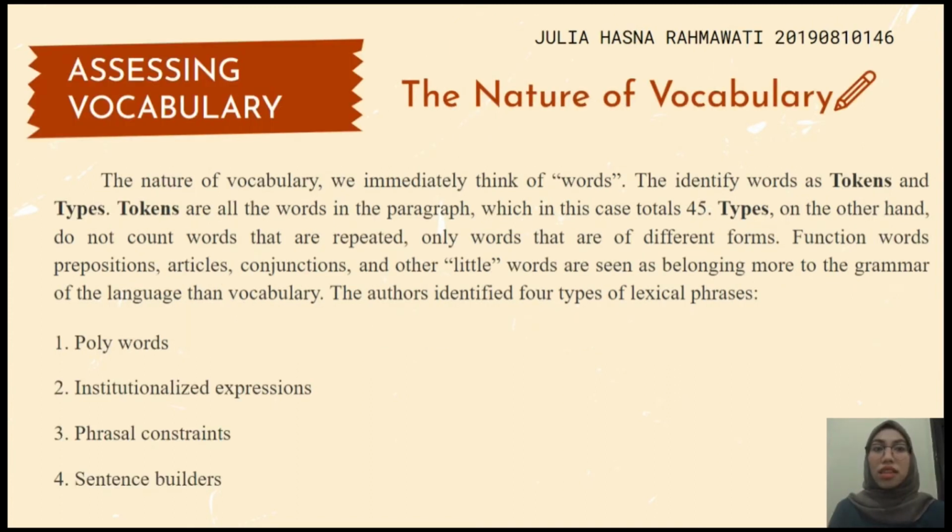The next is assessing vocabulary. The nature of vocabulary. We immediately think of words. They identify words as tokens or types. Tokens are all the words in the paragraph, which in this case total 45. The types, on the other hand, do not count words that are repeated, only words that are of different form.